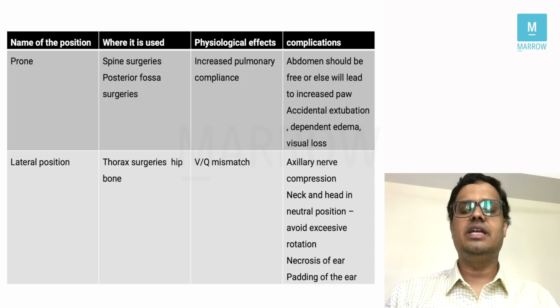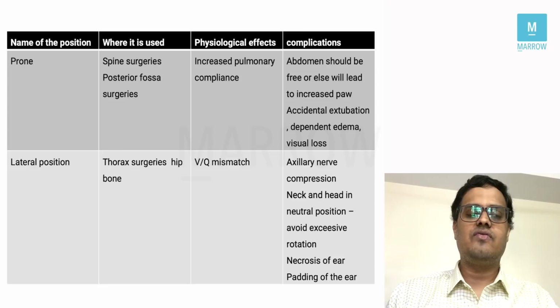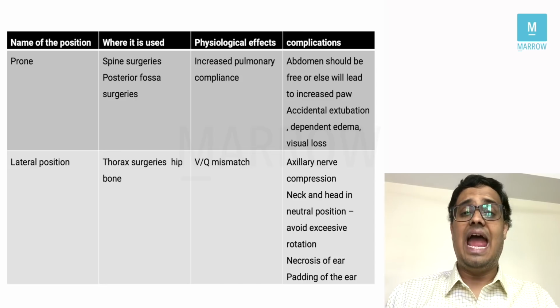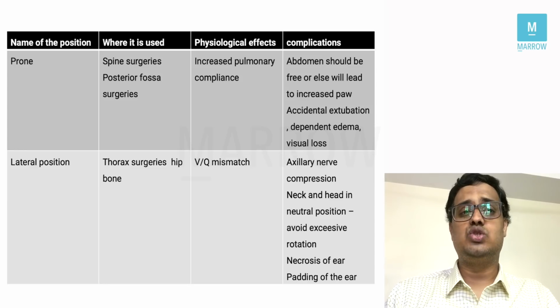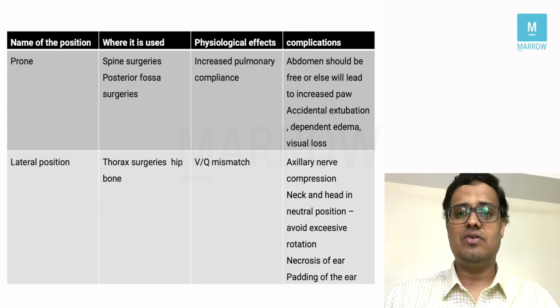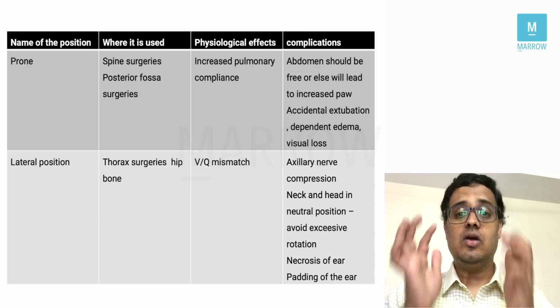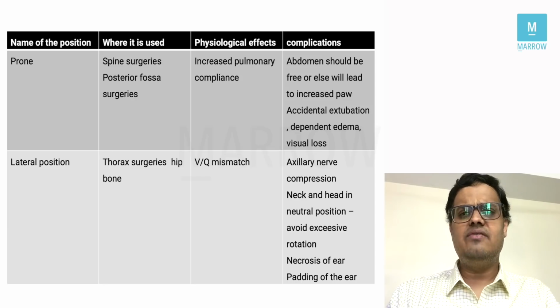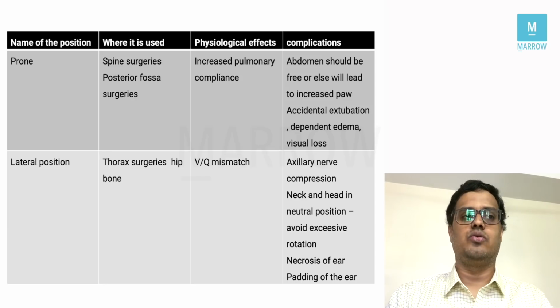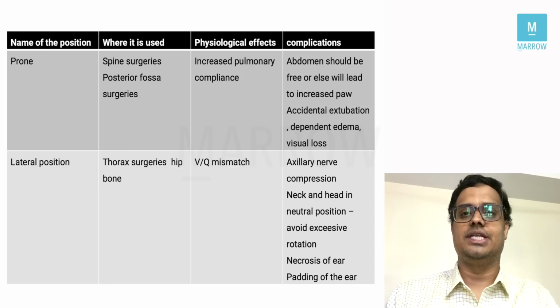Again, when I keep the patient in prone position, there can be chances of accidental extubation, and a very, very important MCQ is that there can be chances of post-operative visual loss. You should be very, very careful when keeping the patient in a prone position, because you can compress the eyes. So it's a very, very important medico-legal issue also. Right? So this is the prone position.